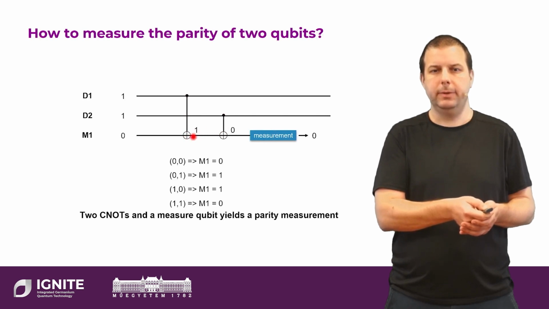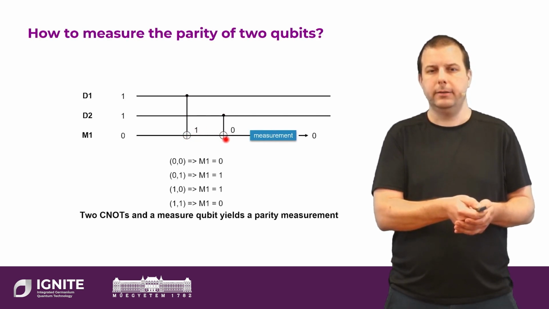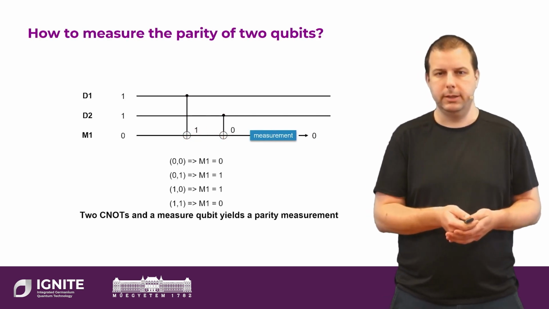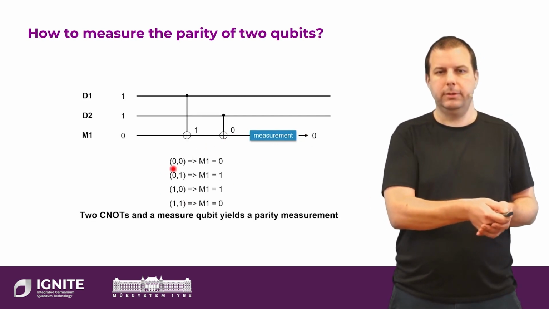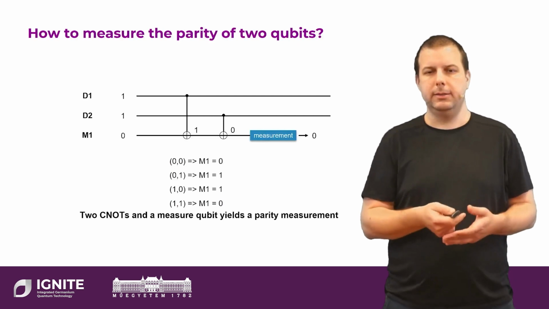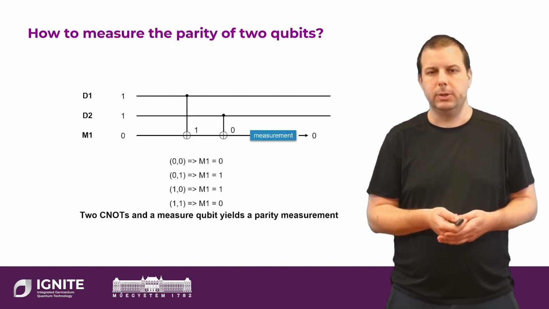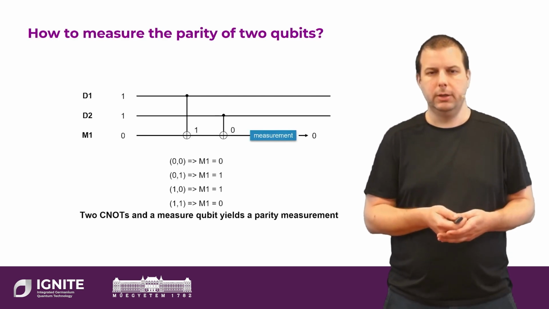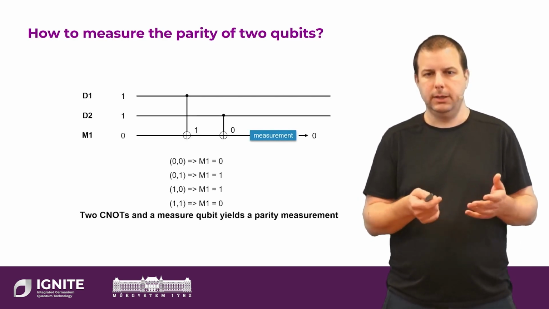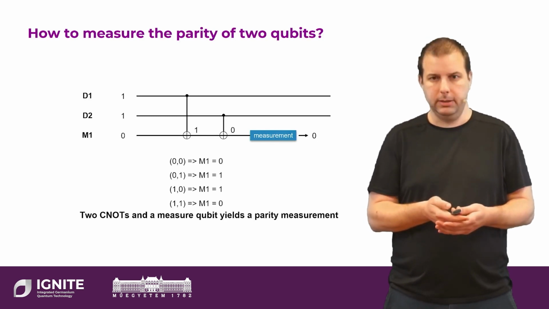So there's going to be a flip here and a flip there, and the net effect is that the measurement will yield 0. So if we look into this truth table down here, we find that indeed this circuit does what I promised. It will actually read out the joint parity of the two. In conclusion, two CNOTs and the measure qubit in this circuit yields parity.